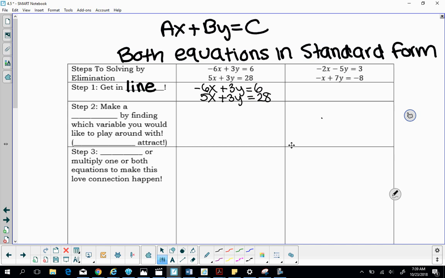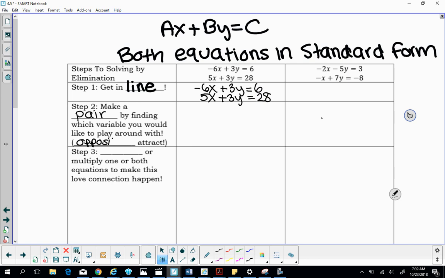So sometimes the x's and y's won't be in order. When they're not, you've got to make sure to get them in order. The next thing you do is "glue that side." Next thing you do is make a pair by finding which variable you would like to play around with. And I'll explain this in a second.